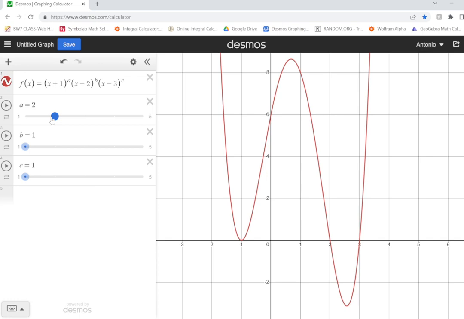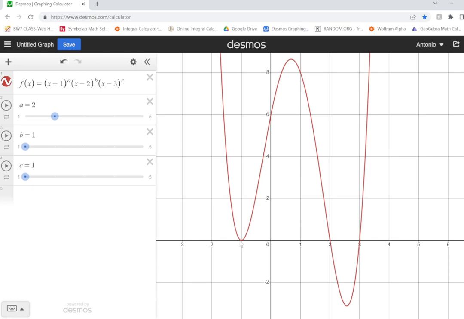A couple things happen here. Notice first, what doesn't change is the behavior around 2 and 3, the x-intercepts. Those still have that same linear type of behavior. And now the overall shape has changed because by increasing that power of a from 1 to 2, we no longer have an odd degree. We no longer have a polynomial of degree 3. We actually now have a polynomial of degree 4. We can see here 2, 3, 4. You can just add those exponents up, and that gives you the degree.